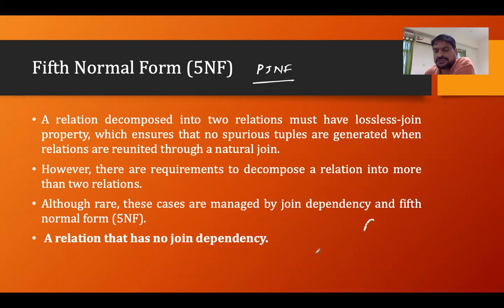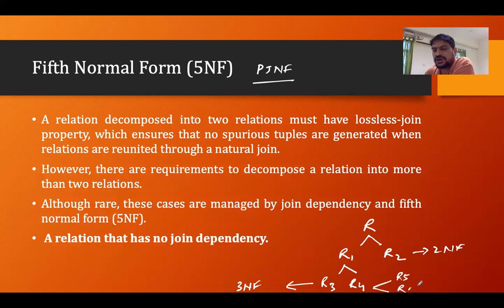So if we have a table R, we are decomposing the table into R1 and R2. Let's say in second normal form, to make R into second normal form, we have split it into R1 and R2. Now R1 and R2 individually are in second normal form. After that, I have split R1 into R3 and R4 for third normal form. And after that, let's say this R4 will be converted into R5 and R6 for BCNF.